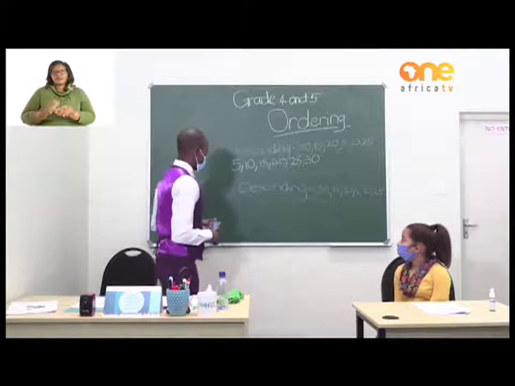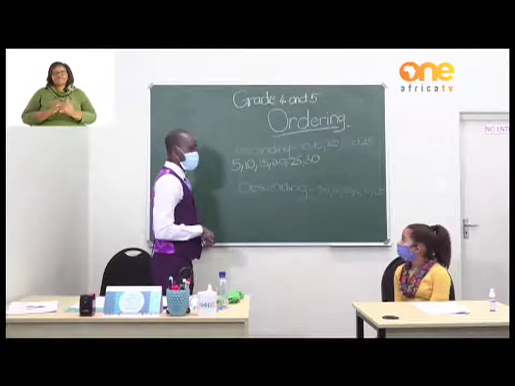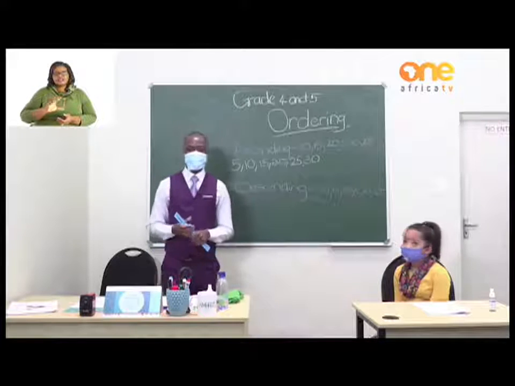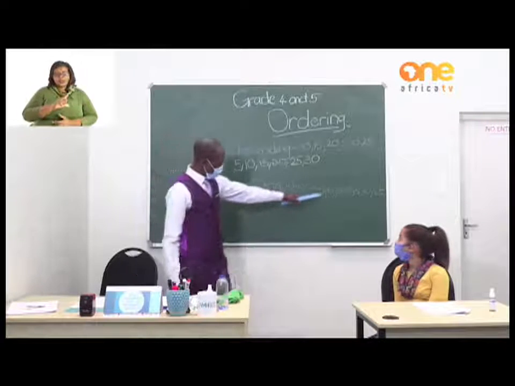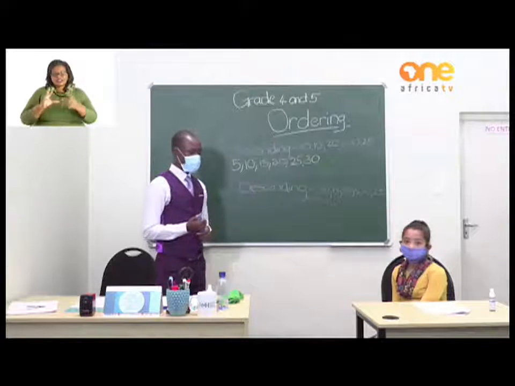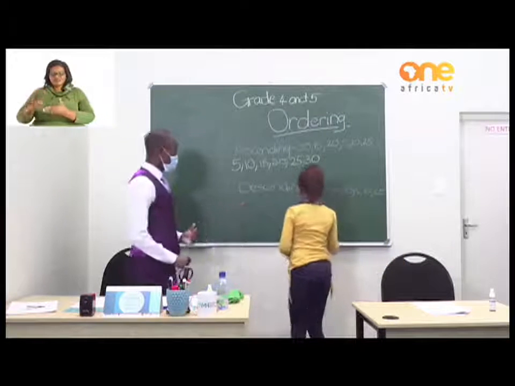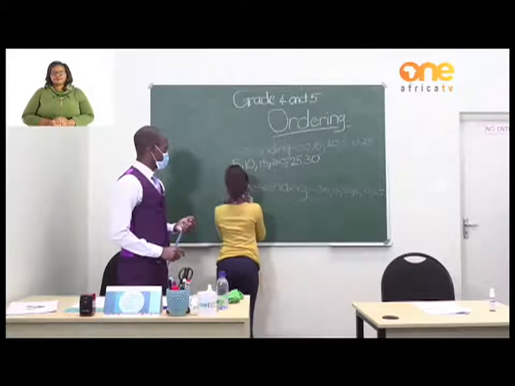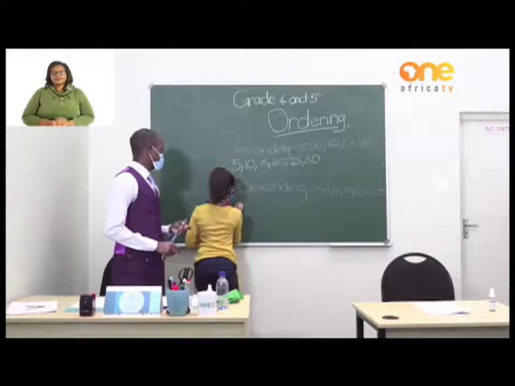Let us now go to descending. Descending order, we are starting from the biggest to the smallest. We are having the same numbers again, but this time we are starting from the biggest to the smallest. Can you come again and put those numbers in descending order? Start from the biggest to the smallest.